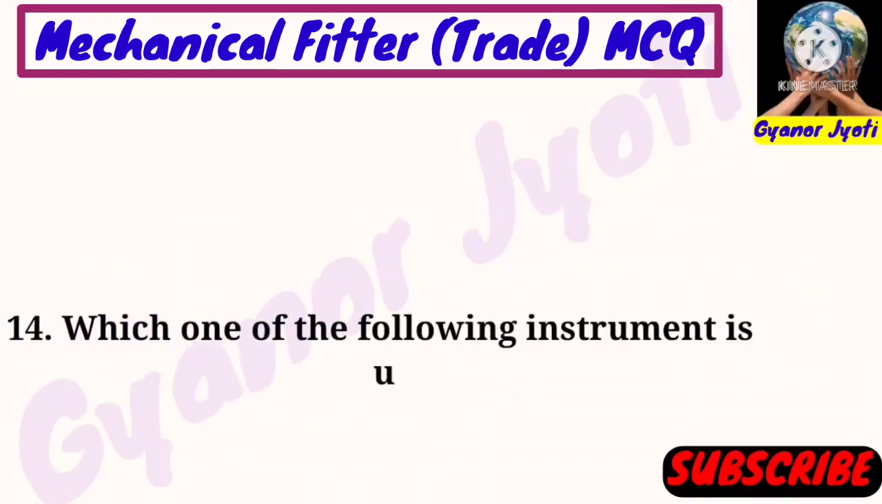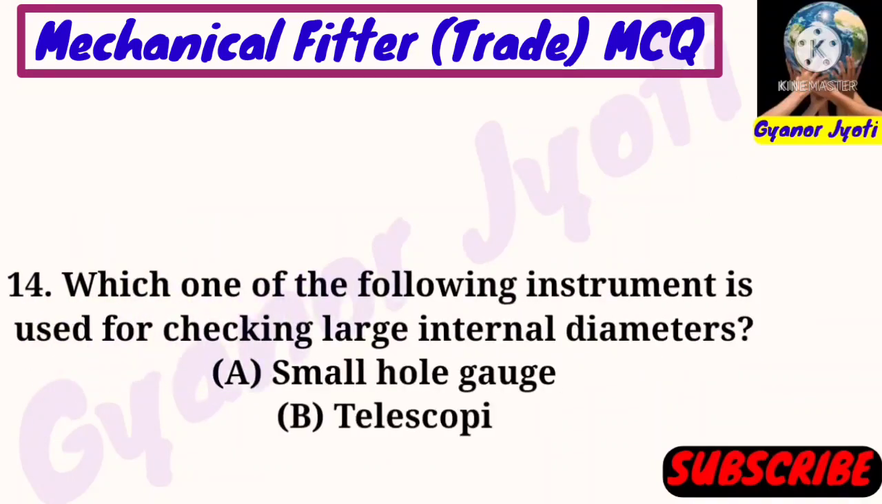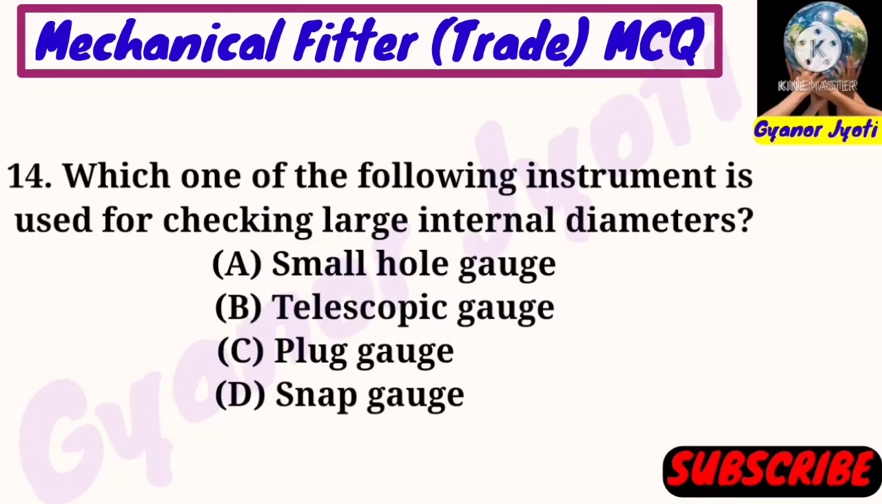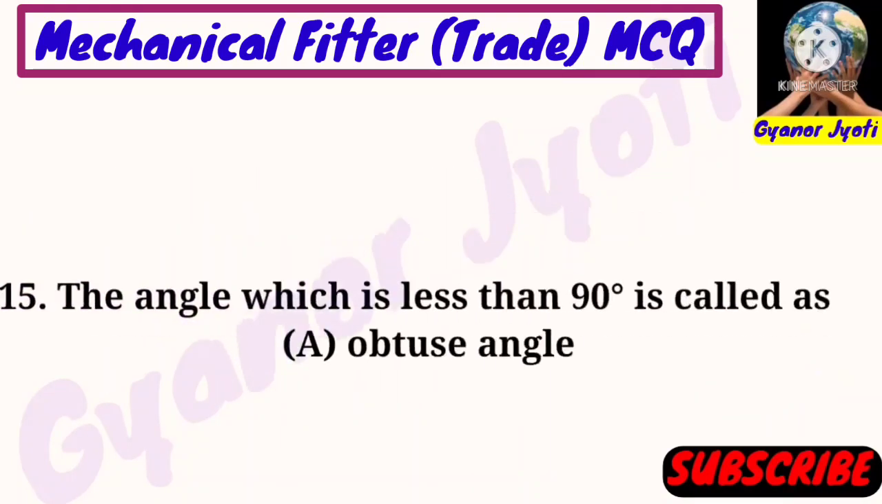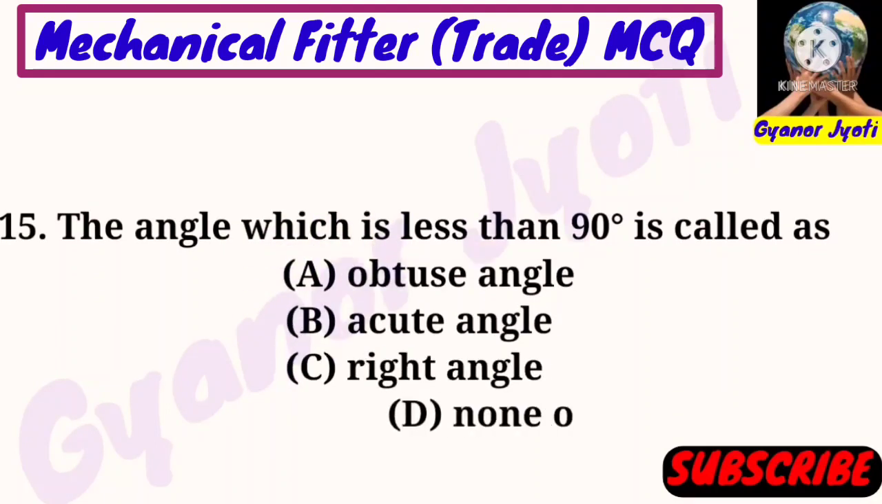Next, which one of the following instruments is used for checking large internal diameters? The correct answer is B, telescopic gauge. Telescopic gauge instrument is used for checking large internal diameters. B is the correct answer. Next, the angle which is less than 90 degrees is called as?